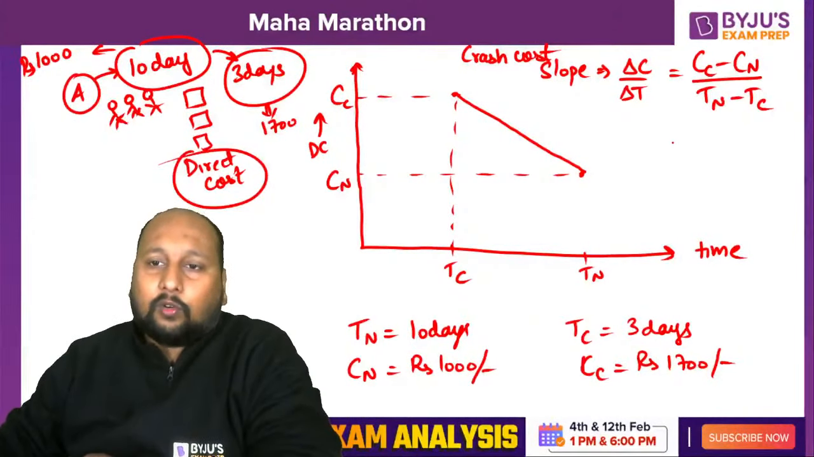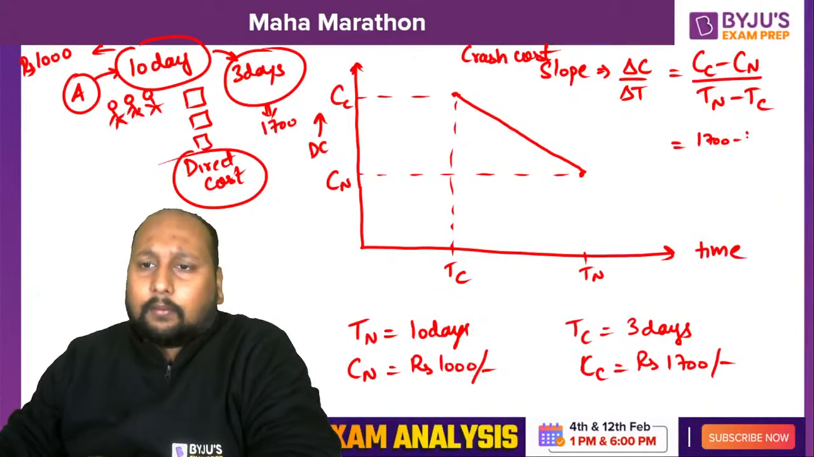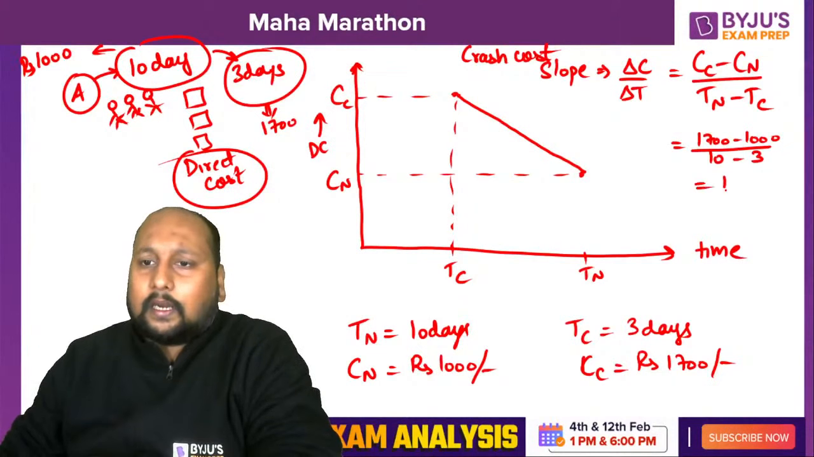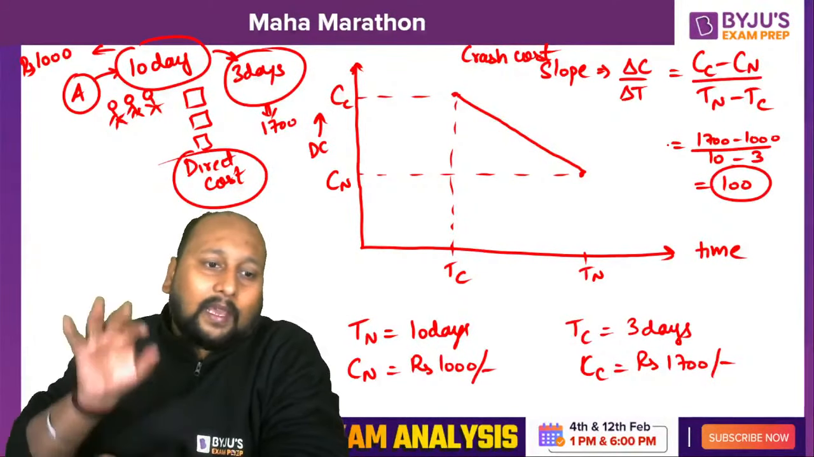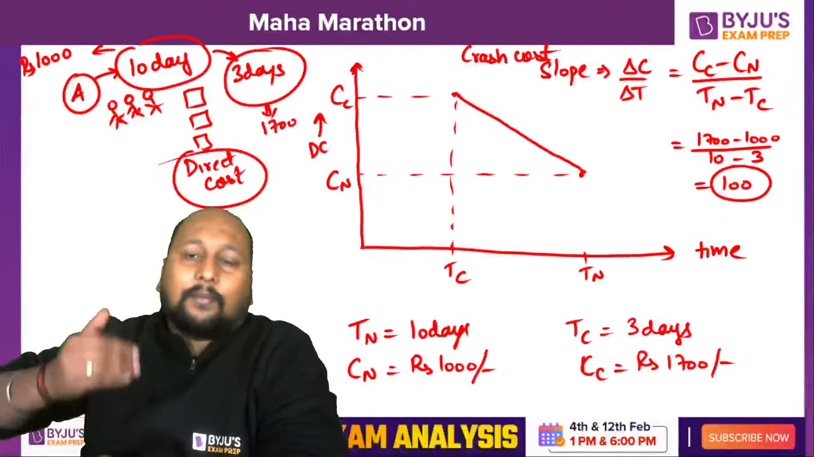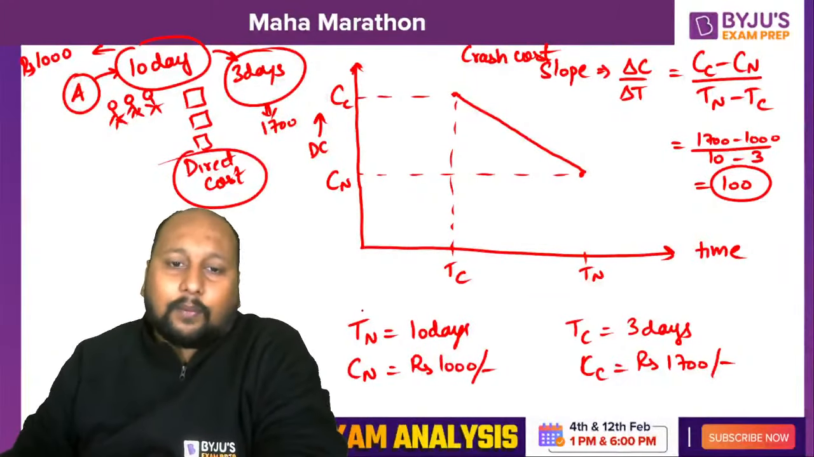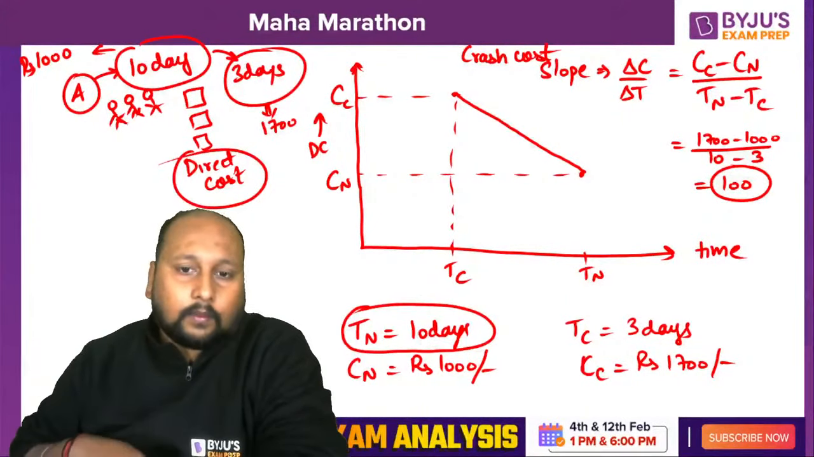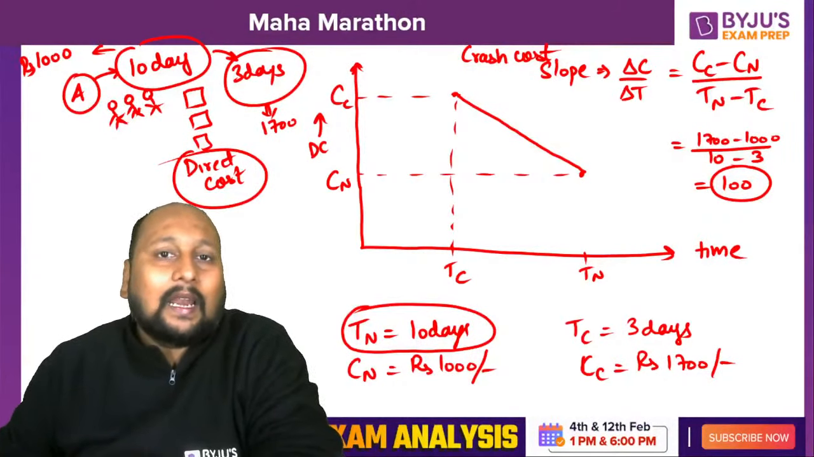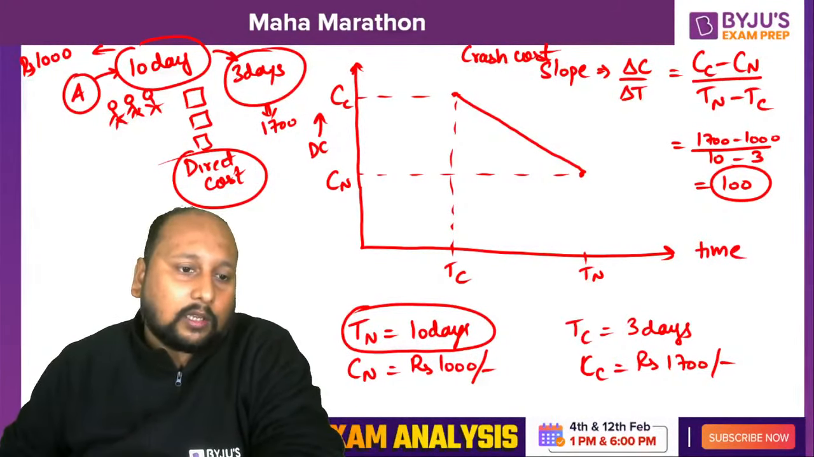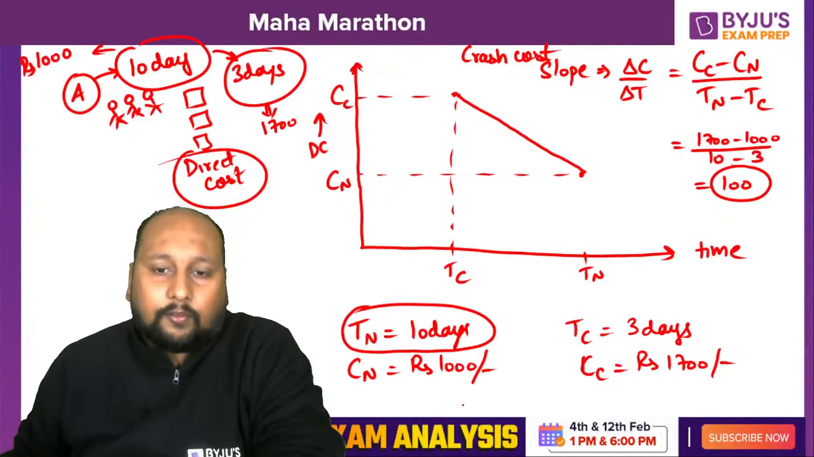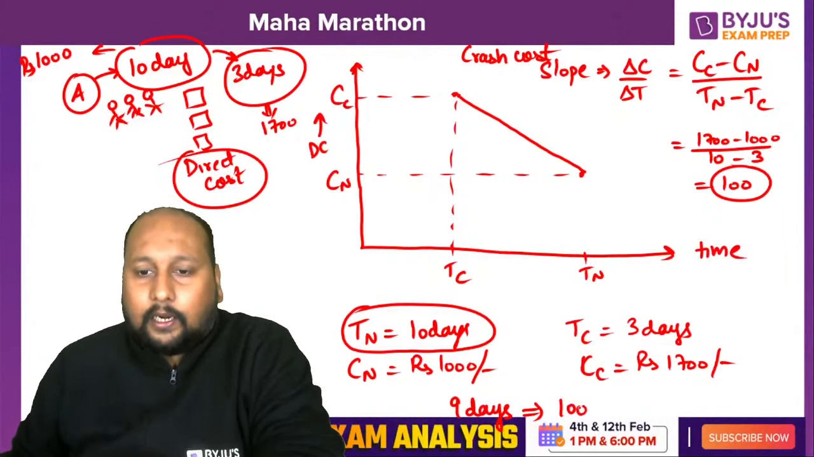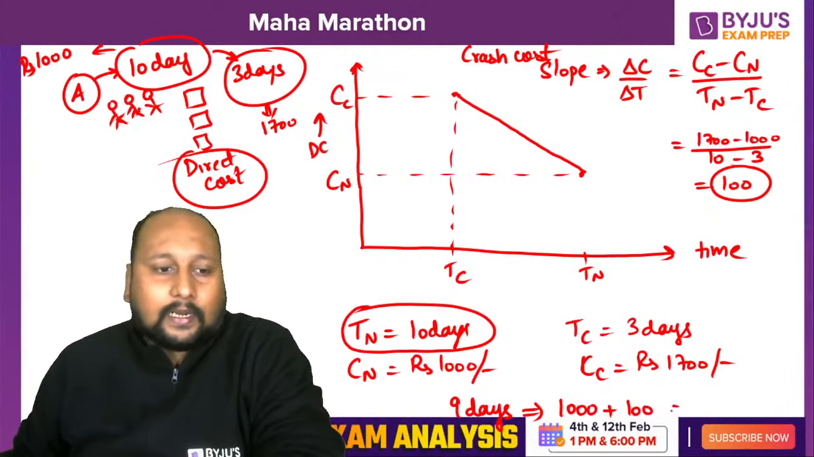If I try to place the values, you'll get 1700 minus 1000 divided by 10 minus 3, so it is 100. That means I have to pay 100 rupees additional if I'm crashing by 1 day. That means if I'm completing this activity in 9 days, can you tell me what is the total direct cost? Yes, it will be costing me 1000 plus 100, that is 1100 rupees.